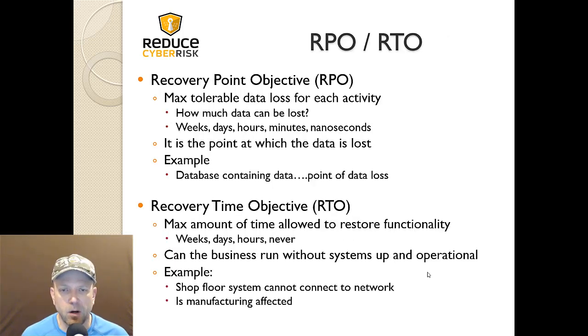Now we're going to get into RPO and RTO. So RPO is Recovery Point Objective. Now I alluded to this earlier as it relates to your overall business continuity planning. RPO is the Recovery Point Objective, and it's the max tolerable data loss for each activity. So how much data can you lose?